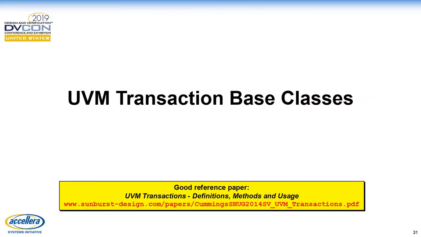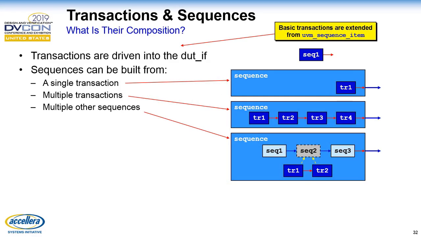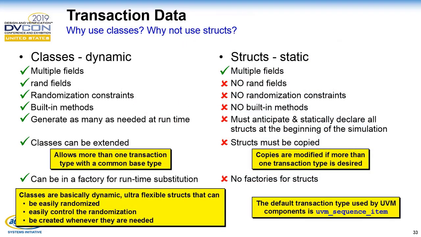So let's talk about transaction-based classes just a minute. Transactions are driven onto the DUT interface, frequently as sequences that can be built up from a single transaction, from multiple transactions, from multiple other sequences as well. And this is the other question I didn't understand when I was first learning class-based verification: why am I using classes? Why am I not using structs? I know what structs are. I'm very comfortable with structs. Why are these things classes that are being passed around?